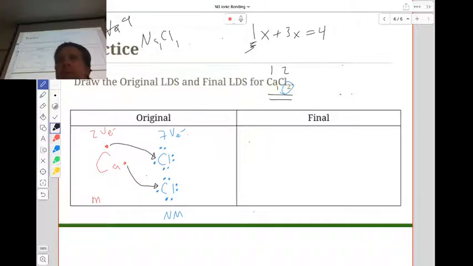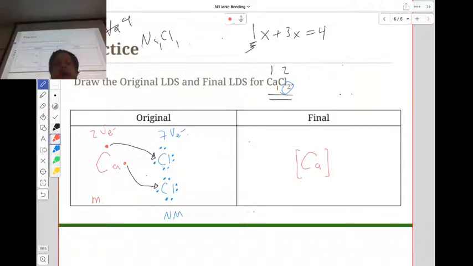So when I redraw this, I'm going to draw my calcium with nothing. Okay? I'm going to throw some brackets around it though. How many electrons did it lose? 2. So what's its positive charge going to be? It's going to be plus 2 because it lost 2 negative things. If it loses an electron, it gets positive. Now, the chlorine, I'm going to draw like this.